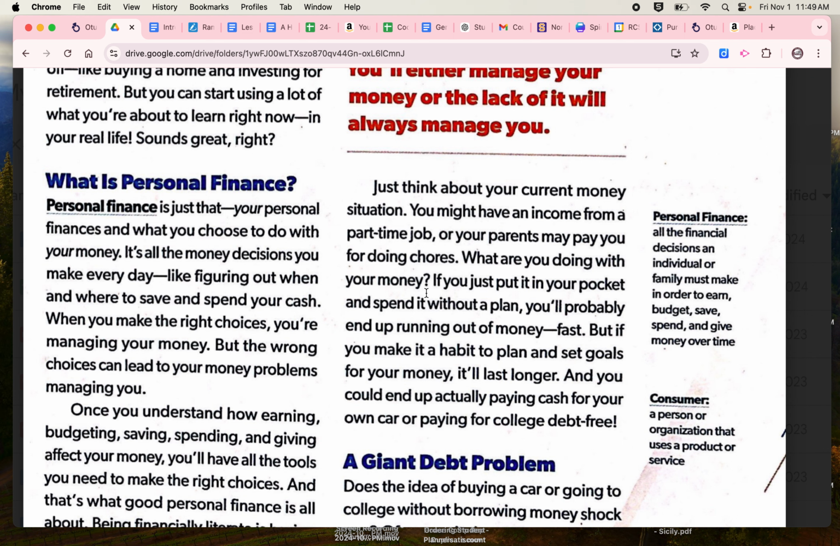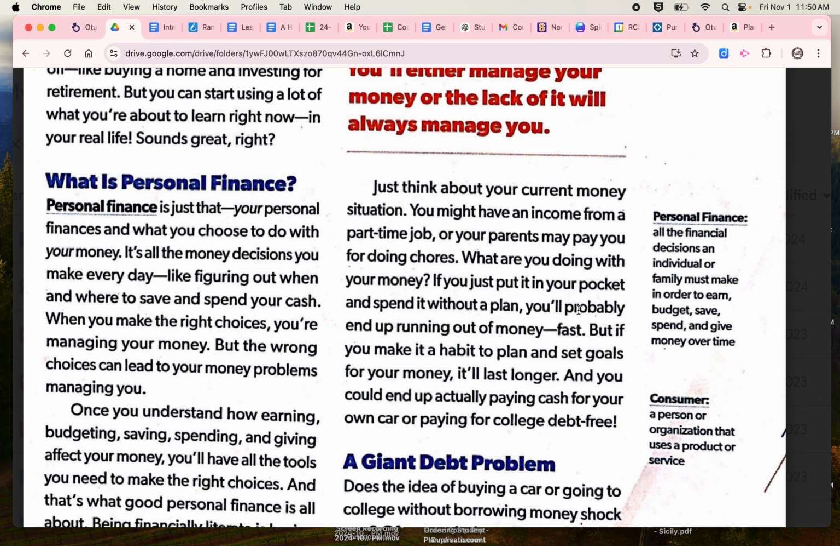If you just put it in your pocket and spend it without a plan, you probably end up running out of money fast. I remember some stories of my friends growing up. If our parents gave us money, we would look to spend all of it. We wouldn't bring any home. We had to spend it. It was like the expression, the money's burning a hole in your pocket. So if someone gave you money, if your parents gave you money, what do you do with it? Do you spend all of it? Do you save some of it? Do you have a plan for your money, or is it just whatever your feelings are that decides how you spend it?